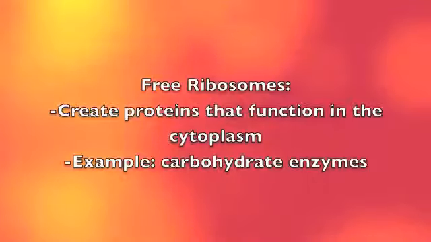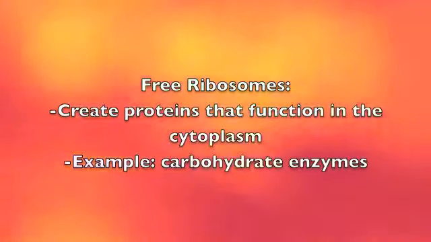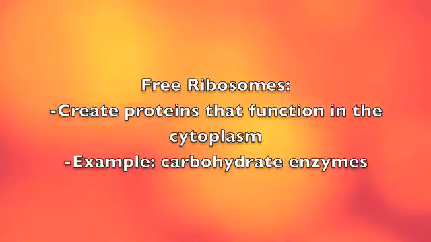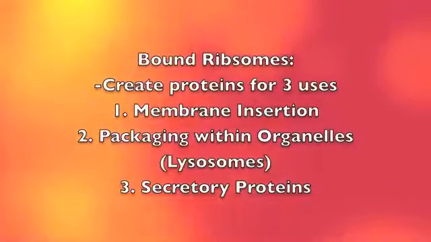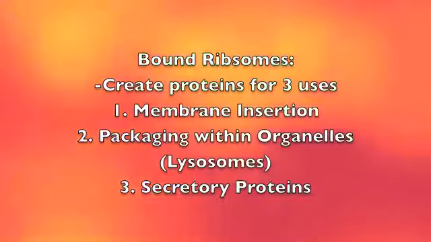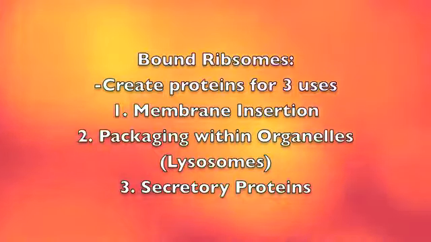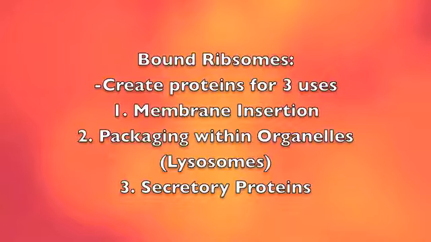Free ribosomes, as mentioned earlier, float freely in the cytoplasm. These ribosomes create proteins that function within the cytosol. They catalyze the first steps in carbohydrate breakdown. Bound ribosomes, which function with the ER, create proteins that insert themselves into membranes, are secreted outside the cell, and insert themselves into other organelles to help perform their function. For example, proteins located in the lysosomes are used to perform intracellular digestion.